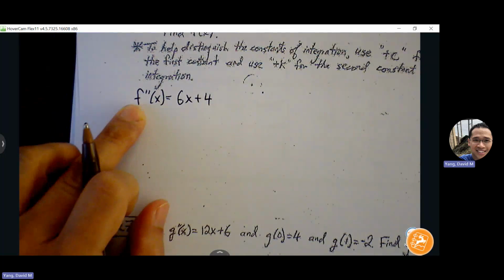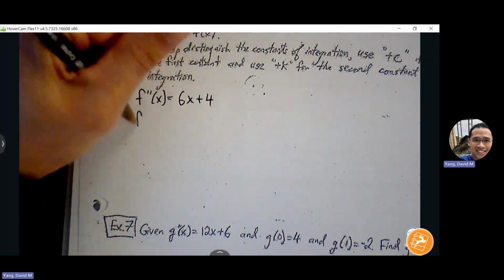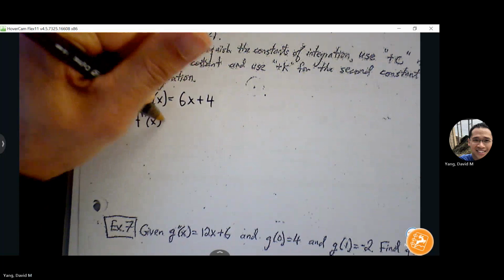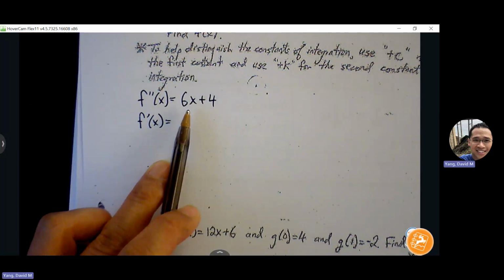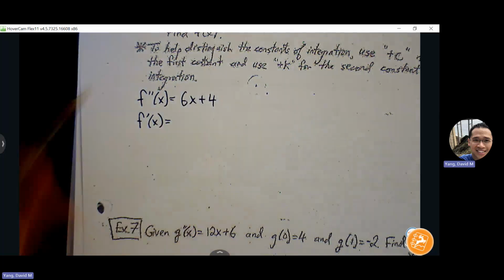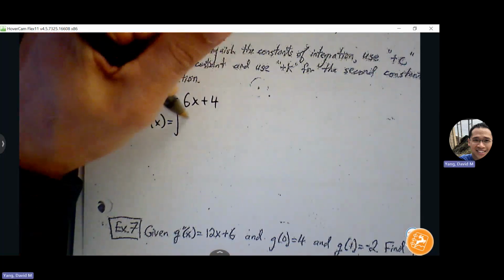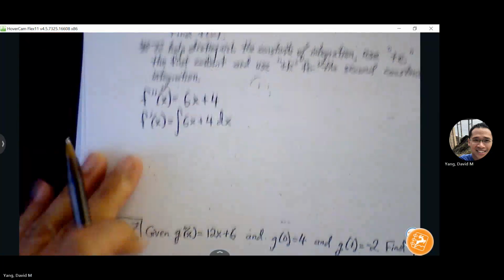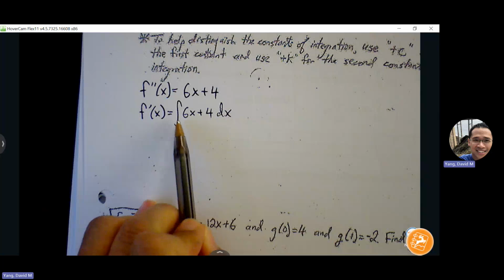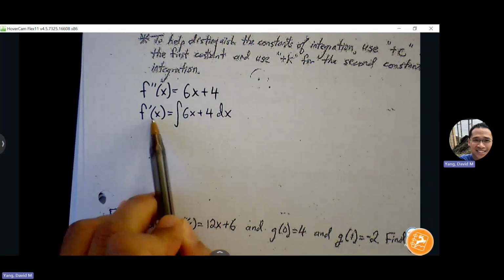Okay. If I want to find f prime, I've got to take the what of the right side? Not the derivative, the antiderivative. Yeah, we're at the lowest derivative level. We're trying to move back up, so we've got to take the antiderivative of 6x plus 4.